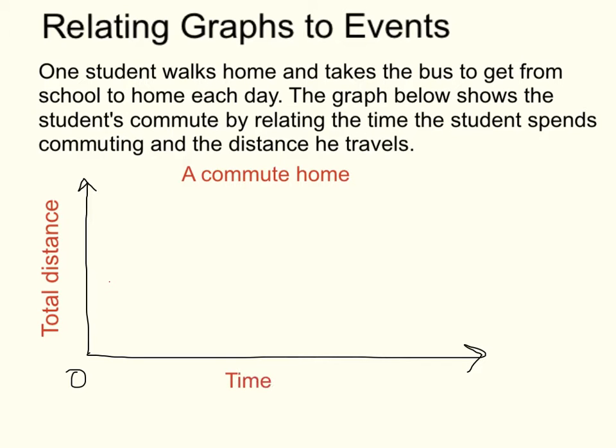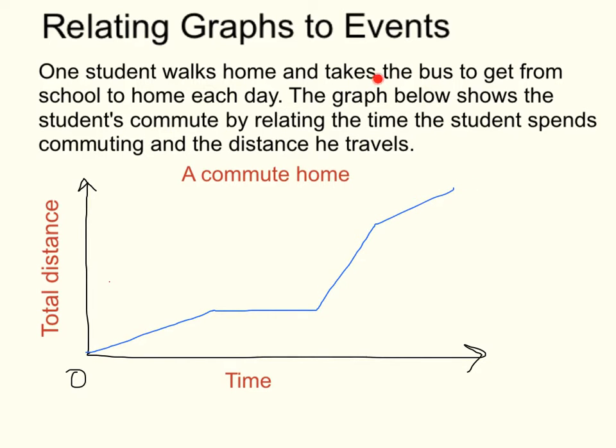Alright, so let's look at our graph. Here it is. Now we have to relate. Now remember, we're relating the time the student spends versus the total distance that they commute. So the time related to the total distance. So what happens here versus what happens here? What happens here, and so on.